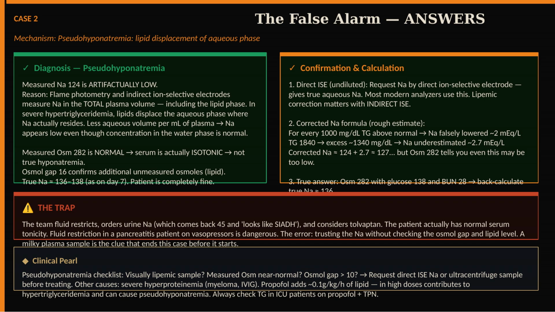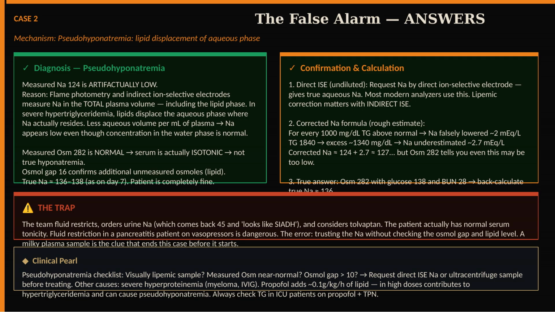The tells were all there. A normal measured osmolality of 282 means she's isotonic, so this can't be true hyponatremia. The osmolal gap of 16 flagged extra unmeasured stuff in the sample, the lipid. And the milky plasma was the lab handing you the diagnosis. Her true sodium is around 136 to 138, right where it was. She is completely fine. How do you confirm?